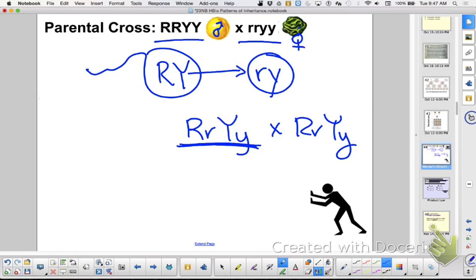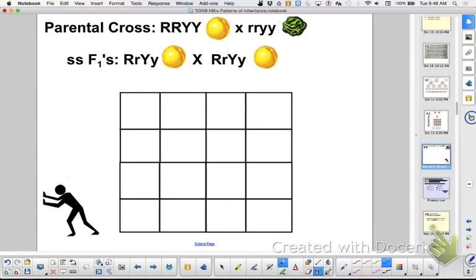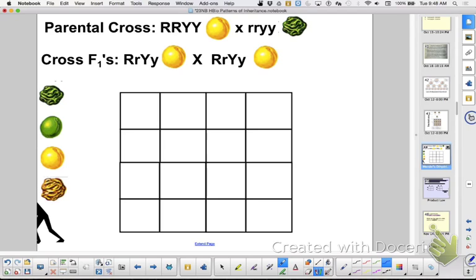How many possible gametes did you come up with? 4. Were they this? Was that right? Yeah. First, outside, inside, last? Yes? Now, how about that Punnett square? Okay, if you did a Punnett square on this, you don't need to, okay?